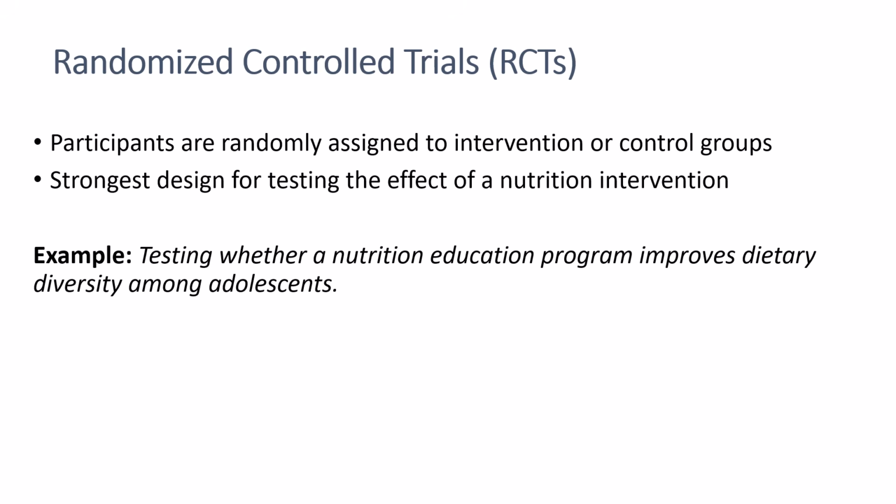An example is testing whether a nutrition education program improves dietary diversity among adolescents. You randomly assign people to a group that will be given nutrition education, and you also have another group where people are randomly selected into, which is called the control group, where there will be no nutrition education program. Then you compare and look at the effect. You do a pre and post test to look at the effect. The strongest design for testing the effect of nutrition intervention, and it is usually called the gold standard method.